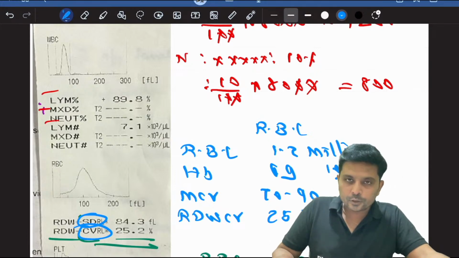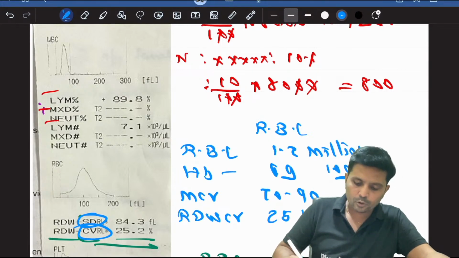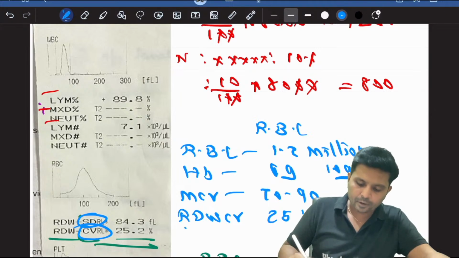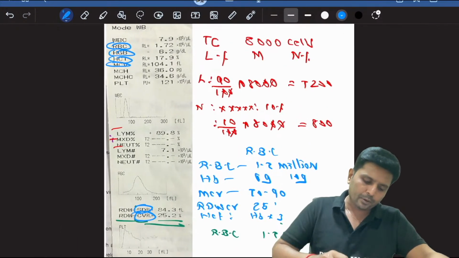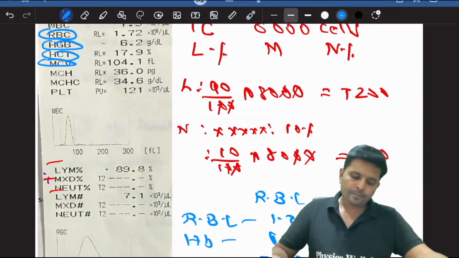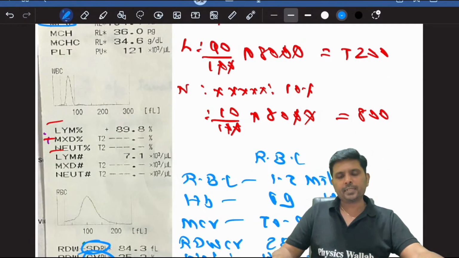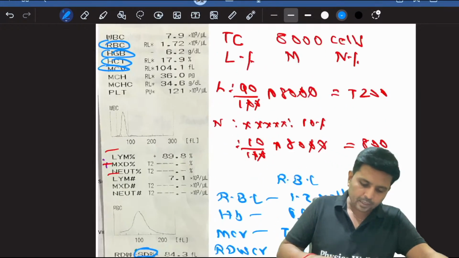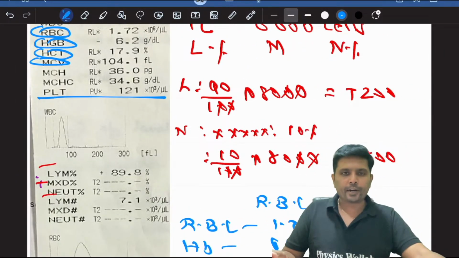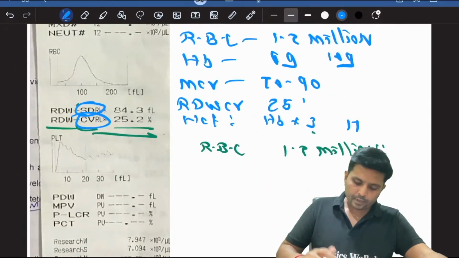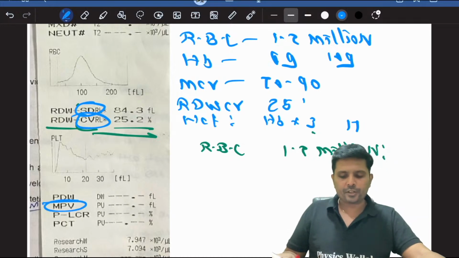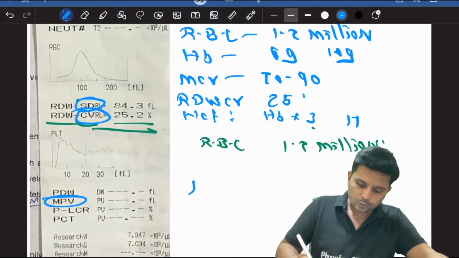What are all the things that should be seen in RBC parameter? Hemoglobin, RBC number, MCV, RDW and hematocrit. What is hematocrit? Hemoglobin into 3 should be the hematocrit. What is the hematocrit here? Roughly around 17, right? And look at the platelet. Platelet here is 1.2 lakhs. And mean platelet volume was not mentioned here.